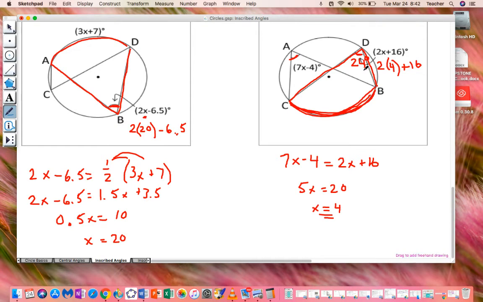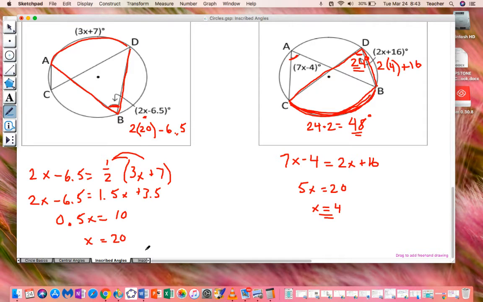Well, if the angle is half of the arc, right? Inscribed angle, half of the arc, this would be that 24 times 2, which is 48. So is 24 a half of 48? Yes. So let's make sure you go through and check those.